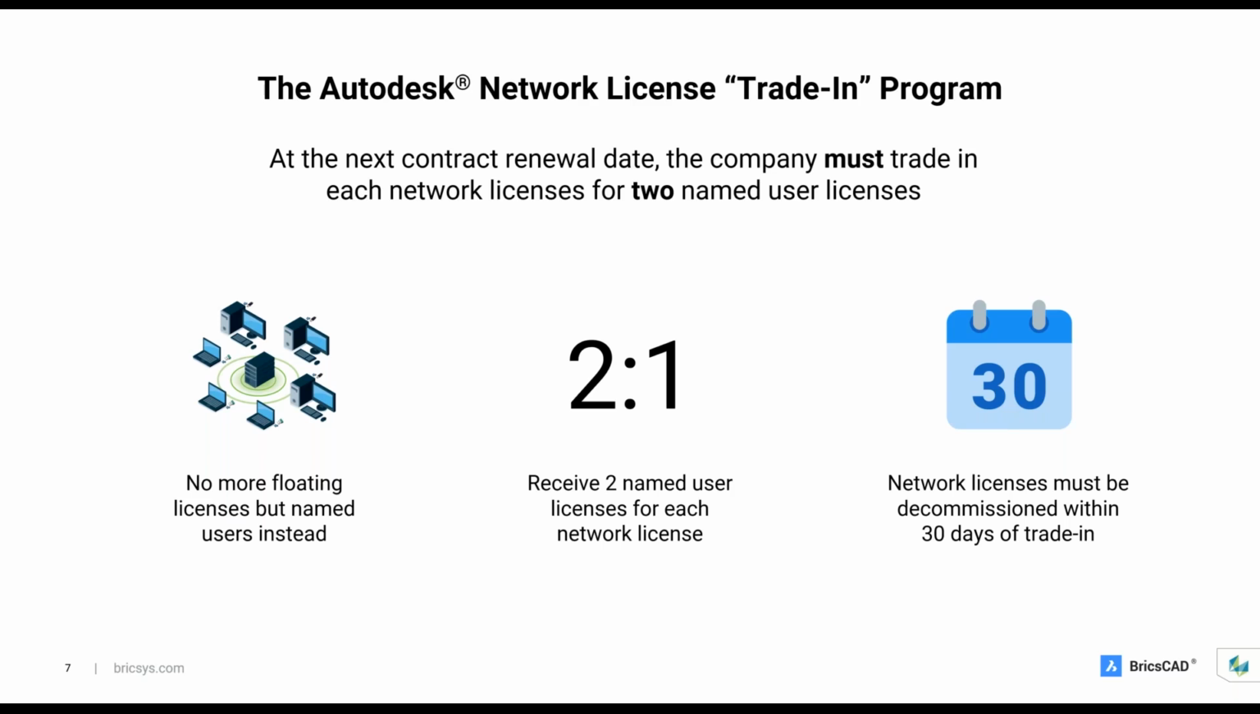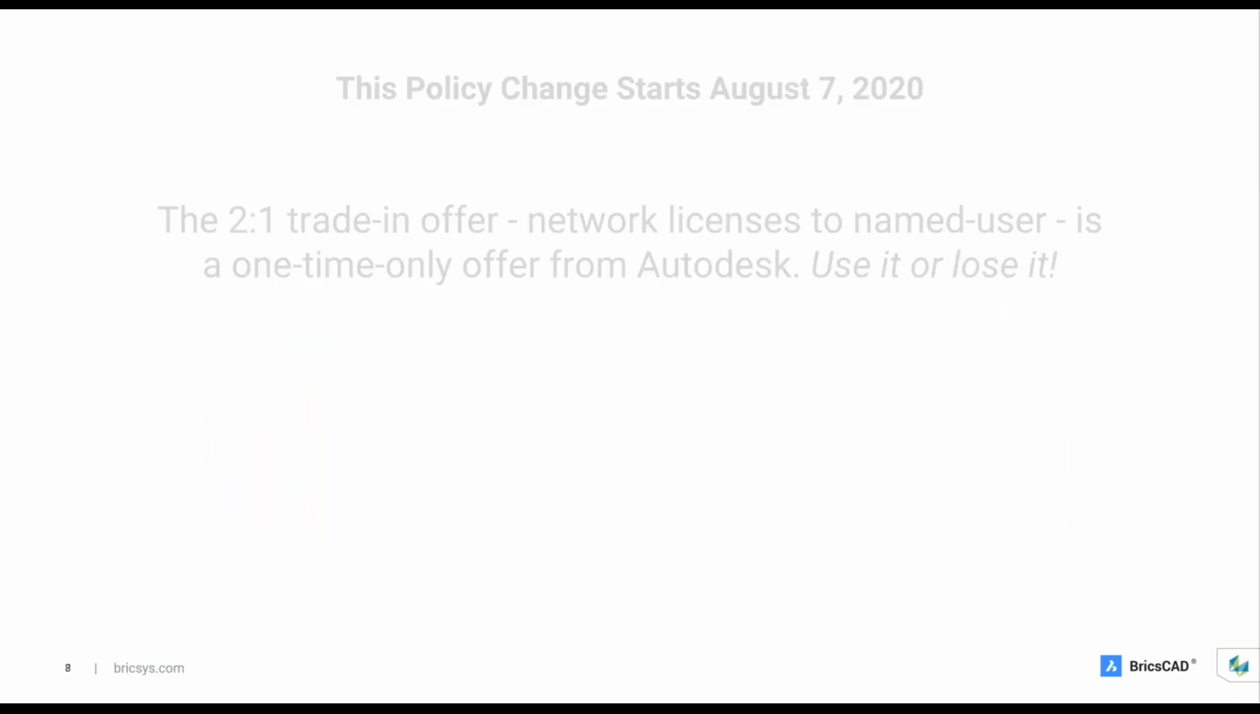Correct. If the client has already migrated to a subscription or a named user subscription paradigm in the past, then this will continue. But if they've been hanging on to their network licenses, or they've even got old perpetuals that are on maintenance, all that goes away. Everything has to be traded in, and you have to go completely to named user. That's it. Okay. So when is this change scheduled to happen?